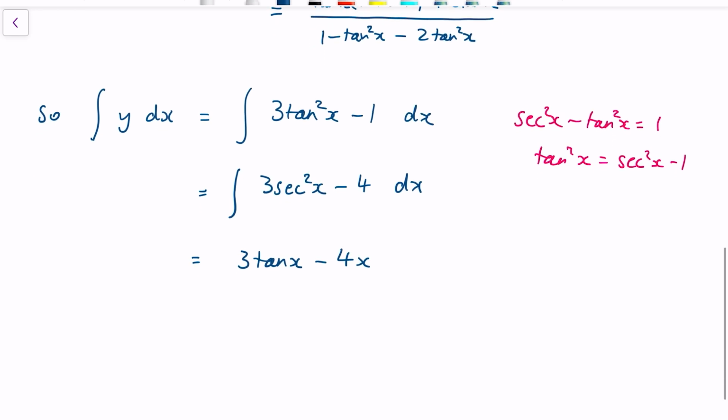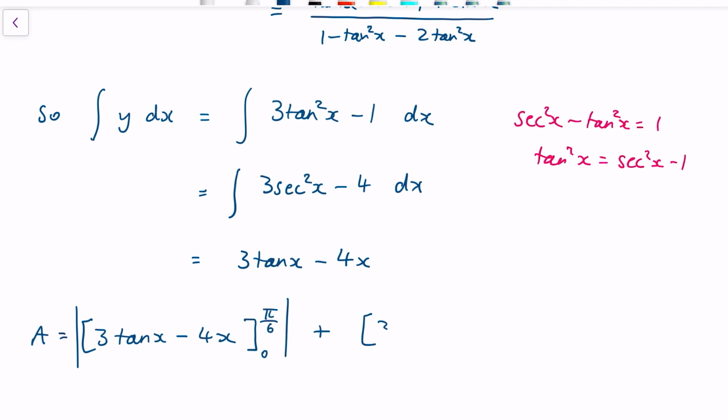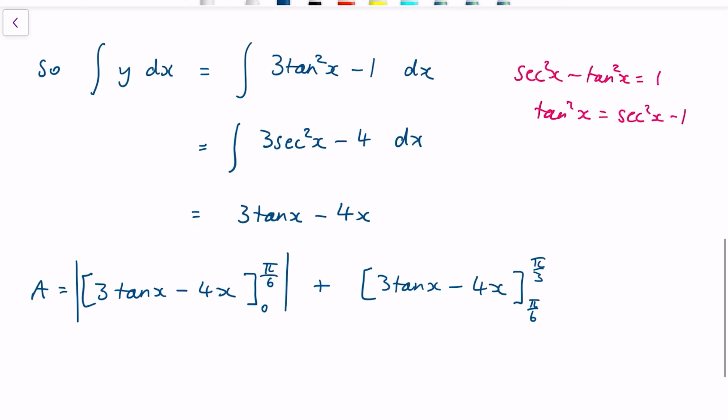Okay, so then our first area needs to be absolute valued. We've got 3 tan x minus 4x between 0 and pi over 6. Put the absolute value on that because it's a negative number. And then the second one is 3 tan x minus 4x, same antiderivative because it's the same expression. But this one here, pi over 6 to pi over 3, we don't need to absolute value it because substituting in those two numbers, we'll get a positive number out of it.